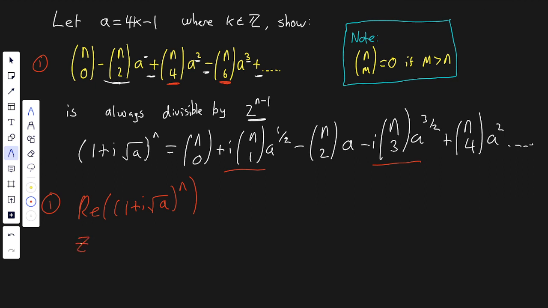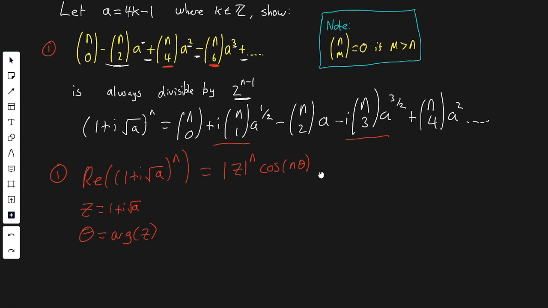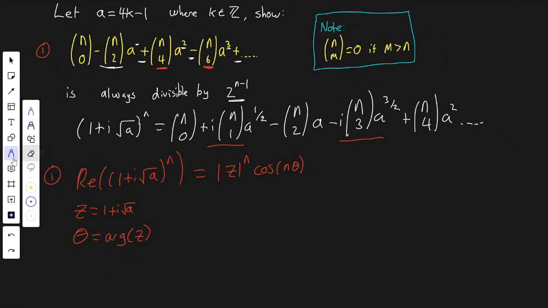Let's say z equals 1 plus i root a, and theta is the argument of z. Then this is the same as the modulus of z to the n times cos n theta, where we've used De Moivre's theorem to bring the n inside. Now at this point it looks kind of like an induction. Why does it look like that?